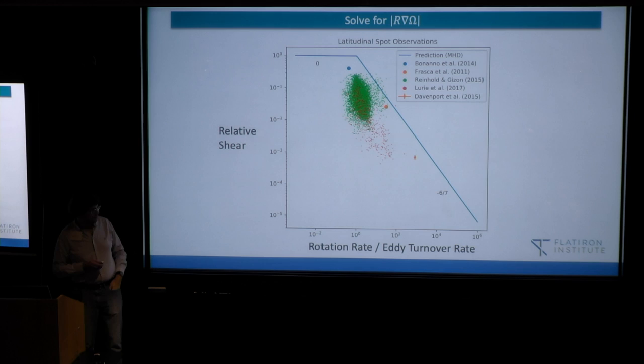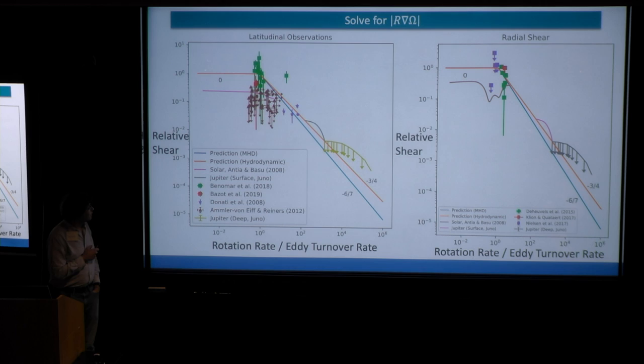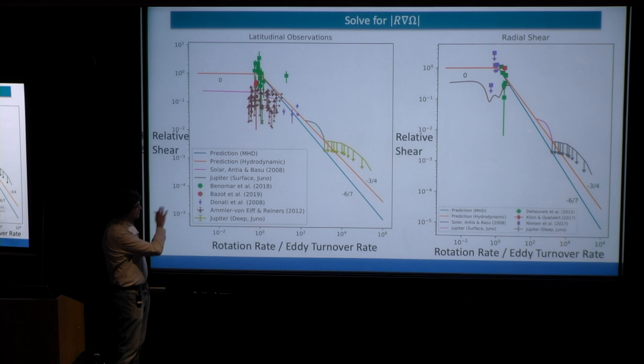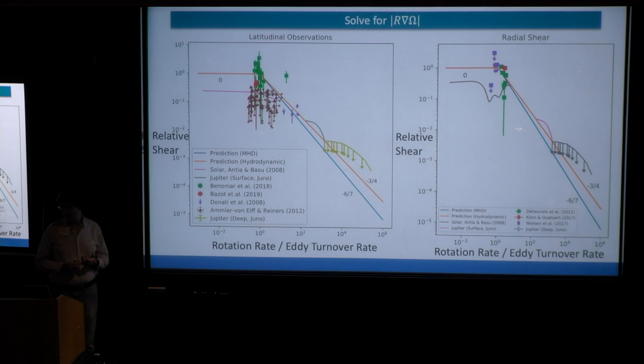I mean, maybe it's not -6/7, maybe it's some other close power law. But at least the latitudinal measurements seem to work pretty well. There are lots of other ways that you can measure differential rotation in stars, so I'm just showing comparisons of our predictions versus as many of those as I could make. On the left here, it's still latitudinal, but this is often being inferred now from spectroscopy. So you can look at splitting of lines.